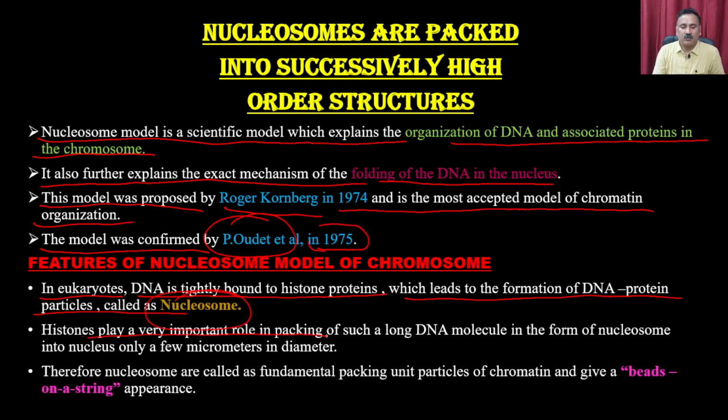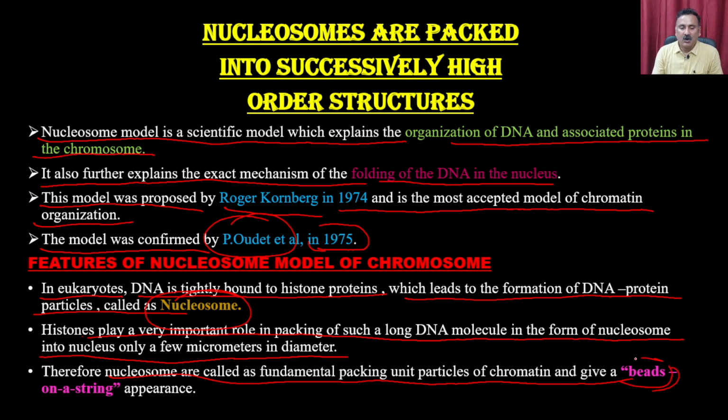Histones play a very important role in packaging of such a long DNA molecule in the form of a nucleosome into the nucleus only a few micrometer in diameter. Therefore, the nucleosomes are called the fundamental packaging unit particle of chromatin and it gives a beads on a string appearance, which means if you see very clearly you will see that the DNA is being packed like this, and this packaging is called the beads on a string because this is the linker DNA and this is the core structure of the histone, and that's how these are going to be folded onto each other.